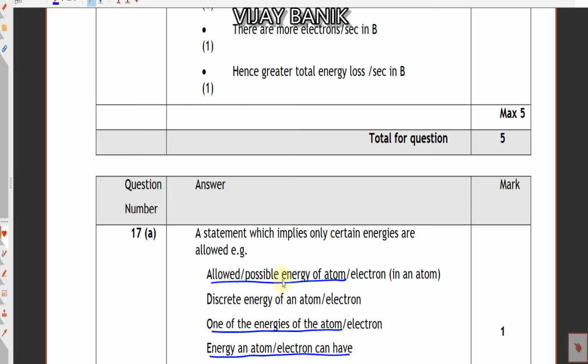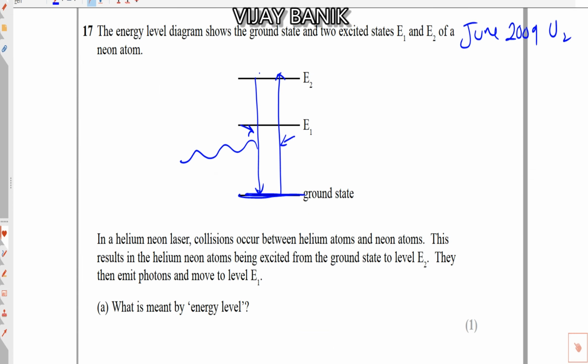Please write them down. What is the definition of energy level? It is the possible energies an atom can have, or the energy an electron can have, or the possible energy of an atom, or one of the energies of the atom. Any one of these three definitions you can write.